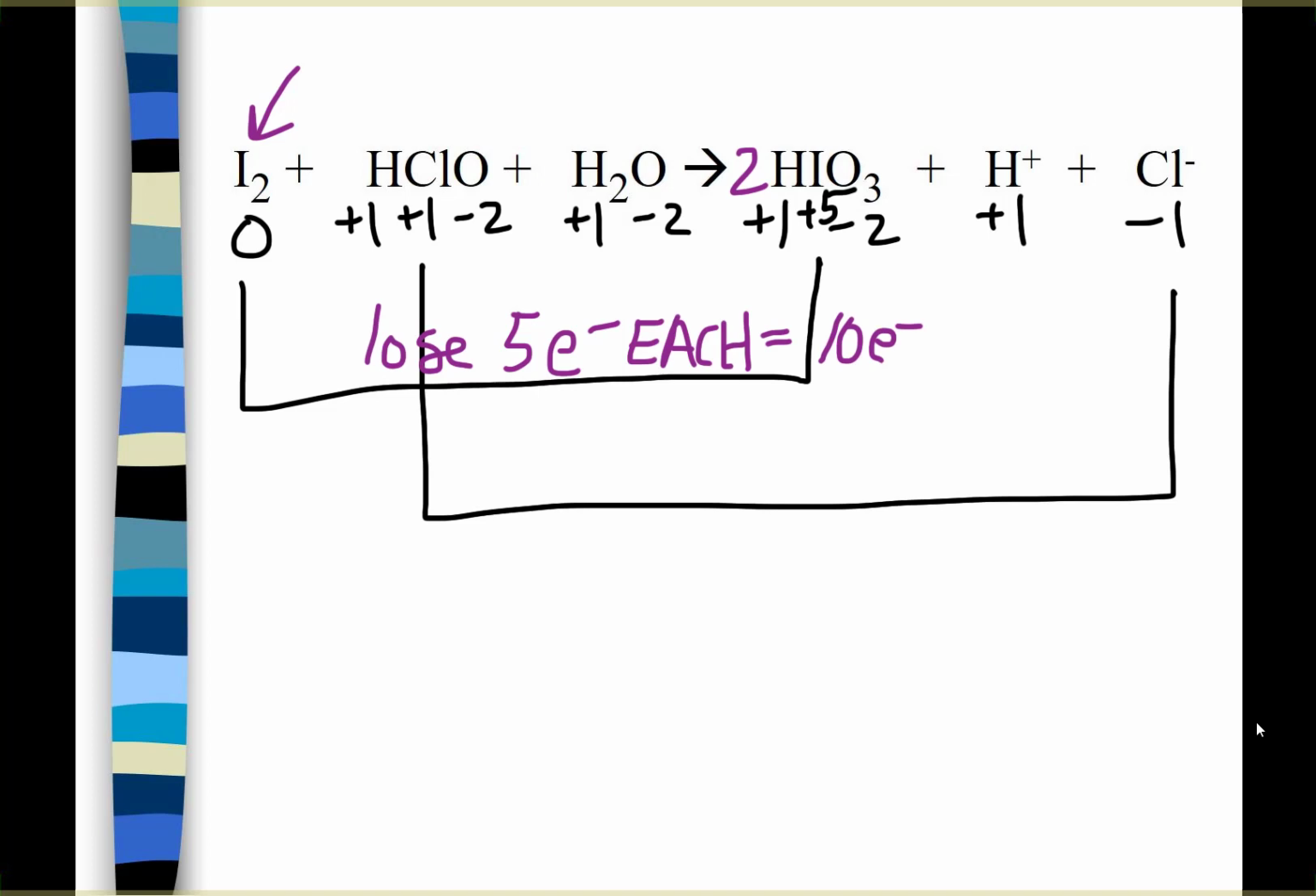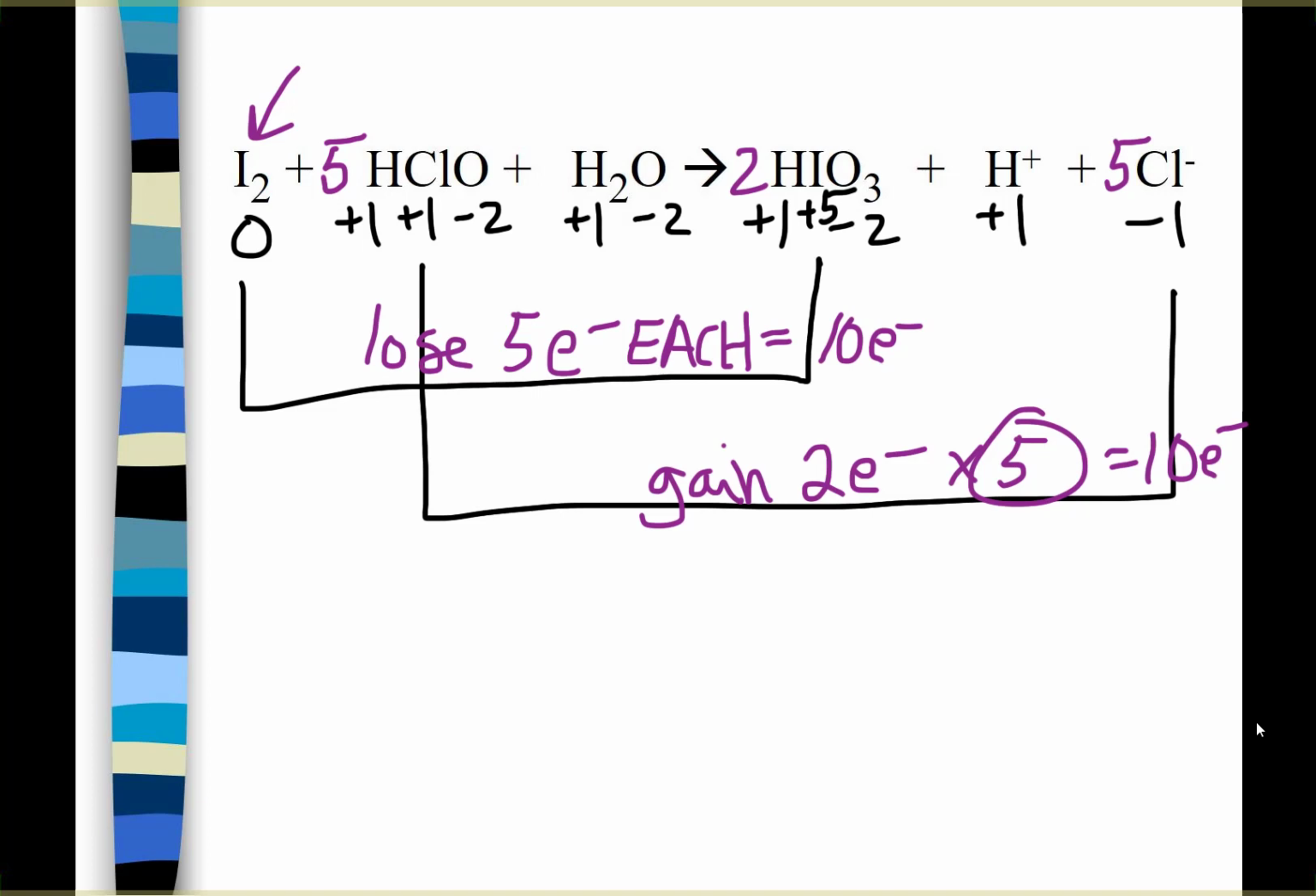And let's look at my chlorines. They should be gaining, because if you're losing 1, then the other one has to be gaining. And I'm going to gain 2 electrons. All right, so I'm losing 10 and gaining 2. So I'm going to have to multiply this one by 5. So I'm going to take that 5 and put it in front of the whole thing. And so now I am gaining 10 electrons. So losing 10 and gaining 10.